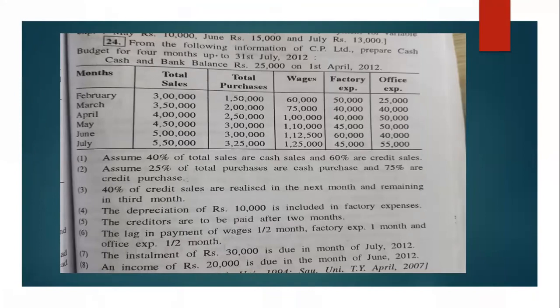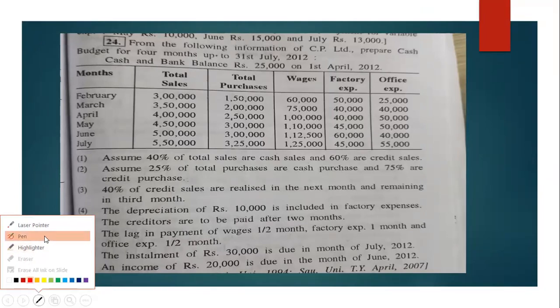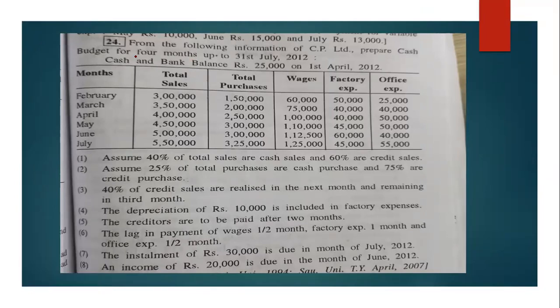In sum number 24, we have the details from the following information of CP Limited. Prepare cash budget for 4 months up to 31st July 2012. Let's underline whatever information we find important. So first we have to make the cash budget for 4 months up to 31st July 2012. 31st July means April, May, June and July. These 4 months we have to make the cash budget.